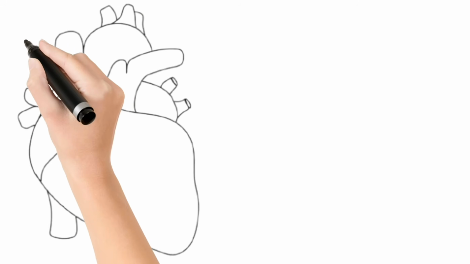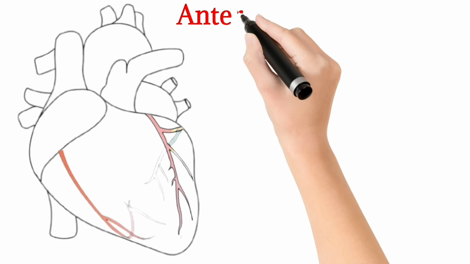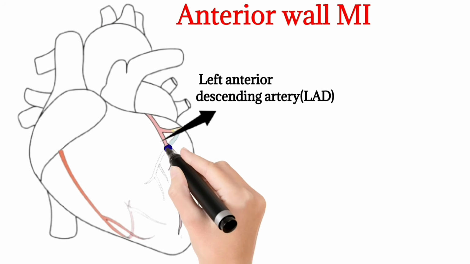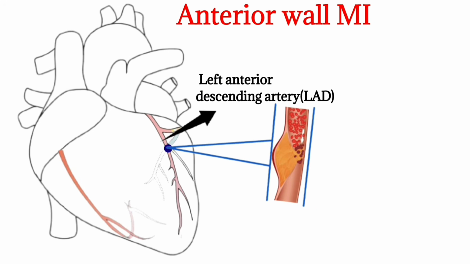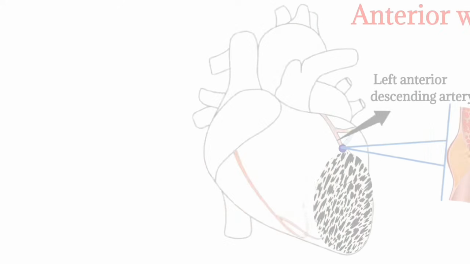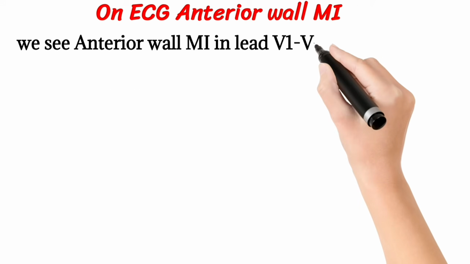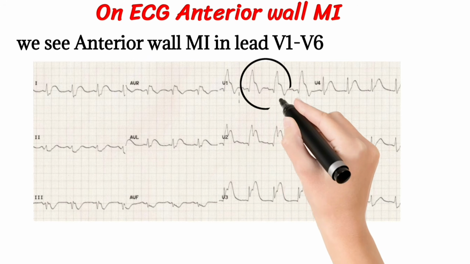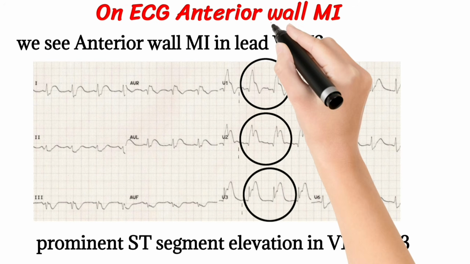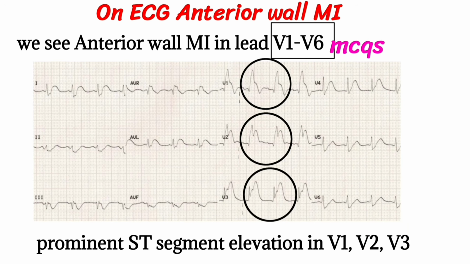And the first one, anterior wall myocardial infarction. Diagrammatically we show anterior wall myocardial infarction, which is clot or thrombus formation occurring in the left anterior descending artery as shown in the figure. On ECG, in anterior wall myocardial infarction, we see changes in leads V1 to V6. Prominent ST segment elevation in V1, V2 and V3. You see it in a circle.